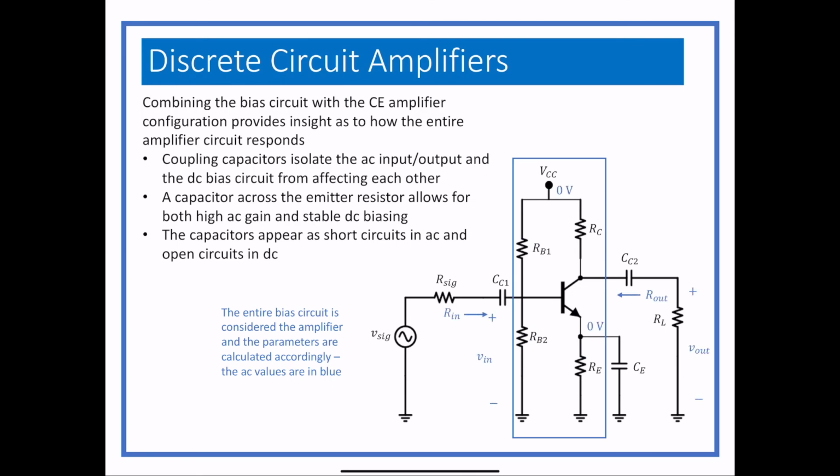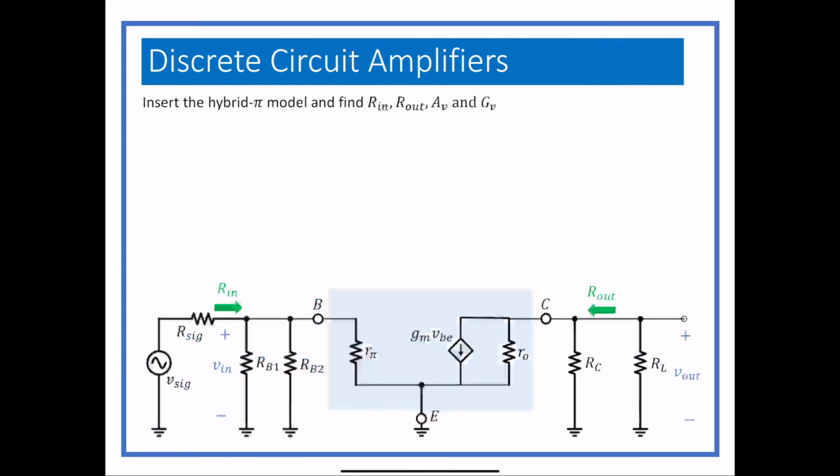And if we looked at the AC circuit, we would have 0 volts at VCC and 0 volts right at the emitter, because of either turning off DC for analysis purposes or shorting across the emitter resistor. Either one of those would work. So when we take this, we can put this into our model, and we can find Rin, Rout, Av, and Gv.